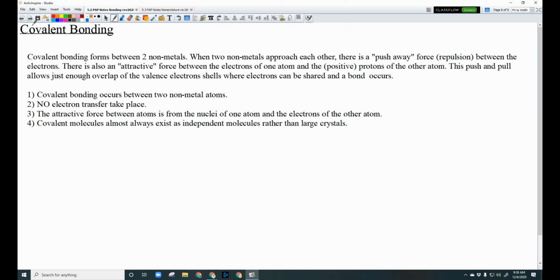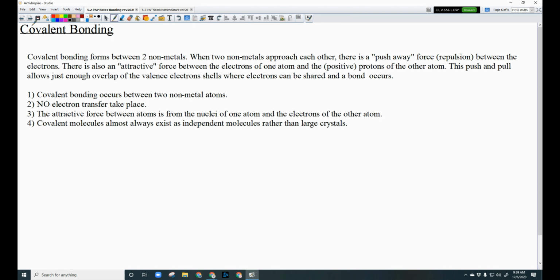Next, talking about covalent bonding. Like I said before, we did talk a lot about this in 5.1, but we're going to review it in 5.2. Covalent bonding forms between two nonmetals, so two representatives from the right side of the periodic table, on the right side of that stair step. When two nonmetals approach each other, there's a push away because of the electrons, a repulsion. These negative electrons push away from each other. But at the same time, there's an attractive force between the protons of one of the atoms and the electrons of the other. So you have this push and pull. When the valence electrons in the outer shell start overlapping, bonding occurs because they start sharing those electrons and completing their octets. And that is covalent bonding.